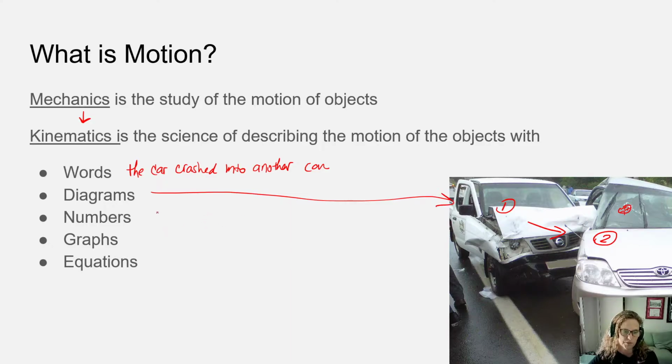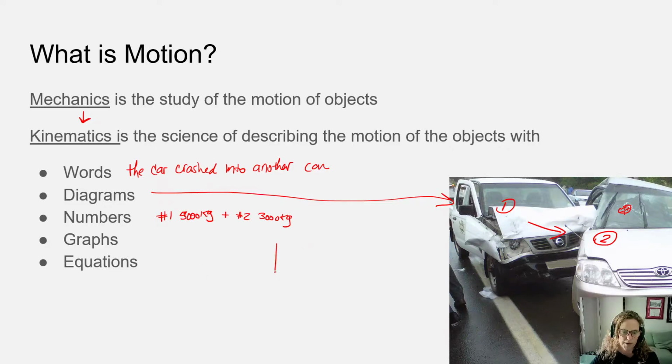We could use numbers, and we could say car number 1 had a certain weight, maybe like 5,000 kilograms, and it interacted with car number 2 that had a weight of 3,000 kilograms, and maybe we could do some calculations about that.